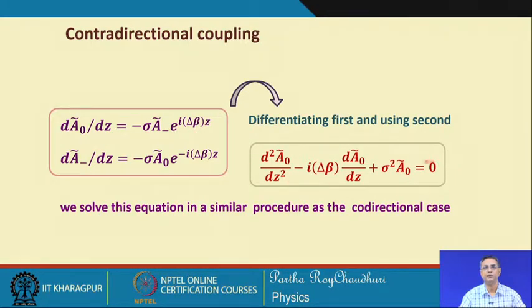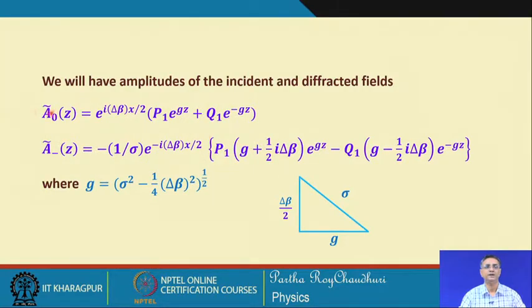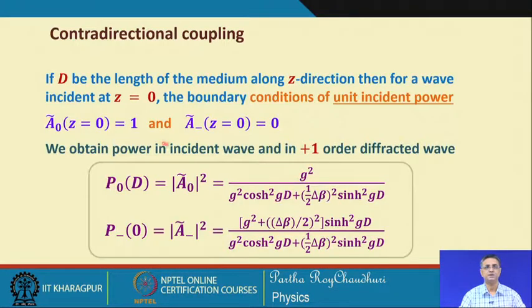So, we get this coupled second order differential equation, and we can solve it in a similar way, which will yield the zeroth order amplitude of the incident optical beam in this form, where P1 and Q1 are constants, and in the diffracted beam this will be the field amplitude. G, which has appeared here, is the detuning factor: G squared equals sigma squared minus delta beta by 2 whole squared, under root. So, when Z equals 0, it becomes the maximum.